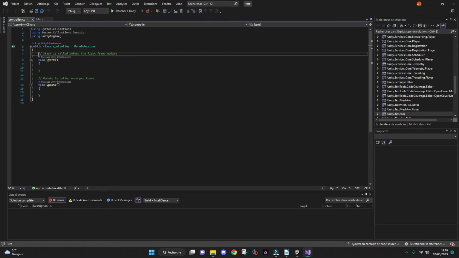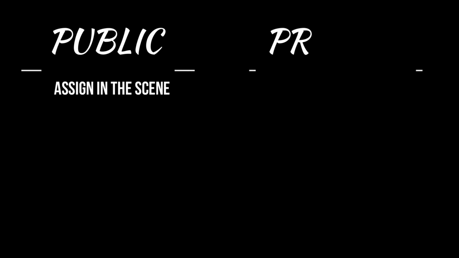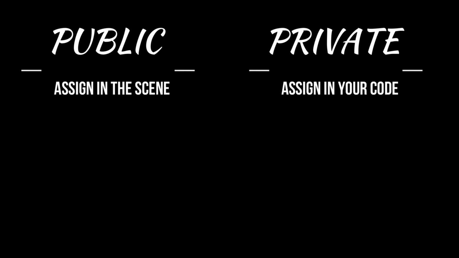To do this, you simply write public rigid body and name it whatever you want. I will call it RB. By setting the reference to public, it will allow you to assign the reference from your scene. If it was set to private, we would have to assign that reference from our code.